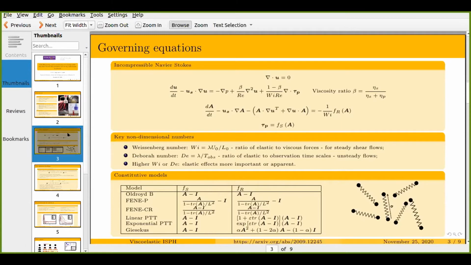So the key dimensionless parameters with our viscoelastic flows are the Weissenberg number, which is the ratio of elastic to viscous forces, and the Deborah number, which is the ratio of elastic to observation timescales. And in certain situations, they are equivalent. But all we really need to know here is that a higher Weissenberg or Deborah number means that elastic effects are more important or apparent.